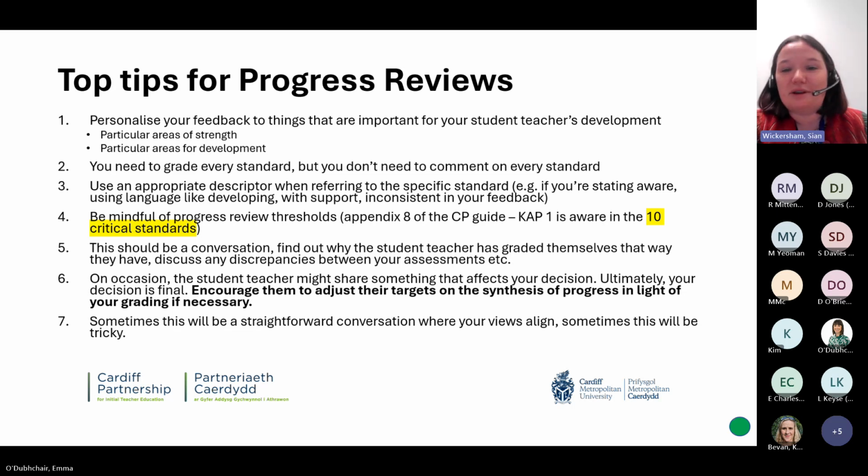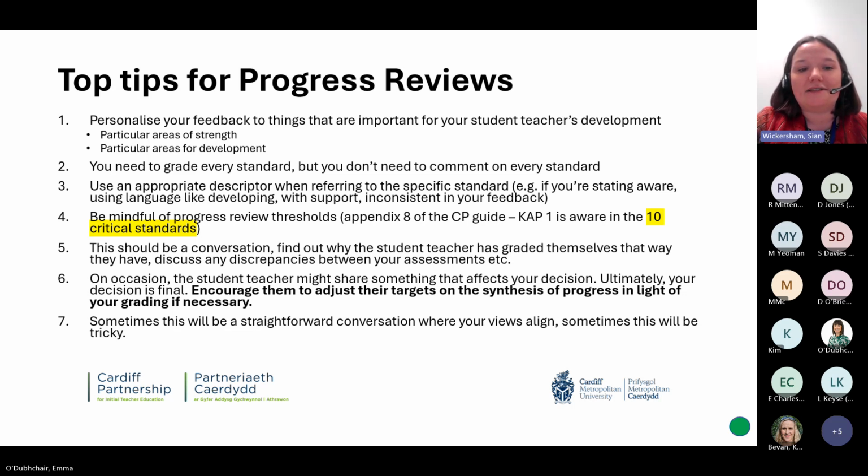Sometimes this progress review is going to be a really straightforward conversation where you might agree. Oh, I think you've been a bit harsh on yourself there. Actually, I would put you as a level up. Oh, lovely. Thank you, mentor. Agree. Sometimes this is going to be a bit of a tricky conversation.